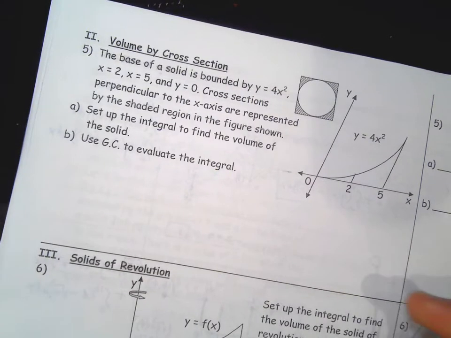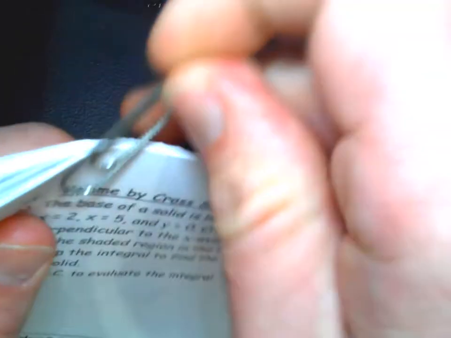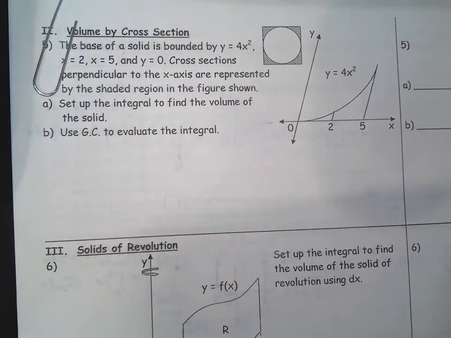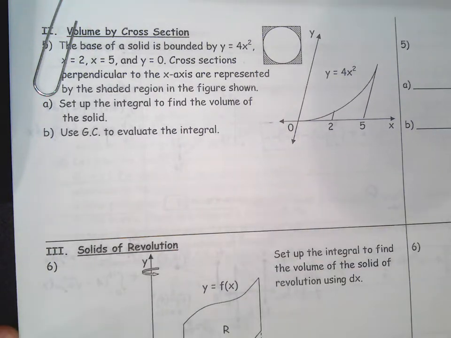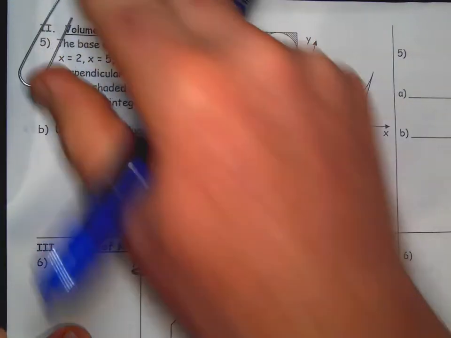Okay, volume by cross section. You know that's coming also. Now, volume by cross section, you don't get to choose whether they're vertical or horizontal slices. You are told what they are. Most of these problems you could do different ways, vertical or horizontal slicing, but these problems, actually, it changes the answer if you don't follow it.